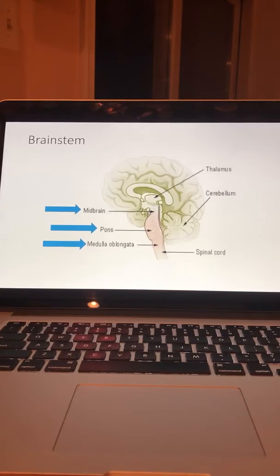The brainstem is also responsible not only for breathing, but swallowing, heart rate, blood pressure, being awake, and sleepiness.